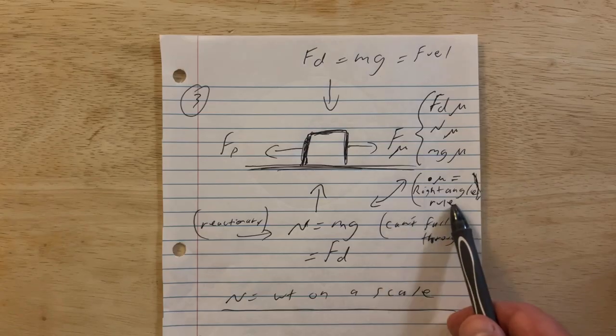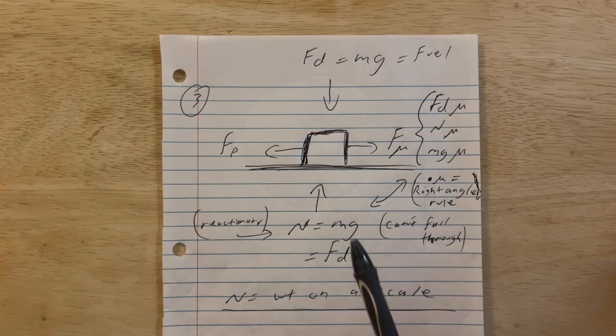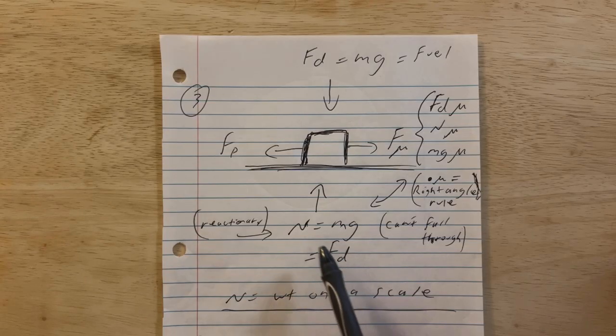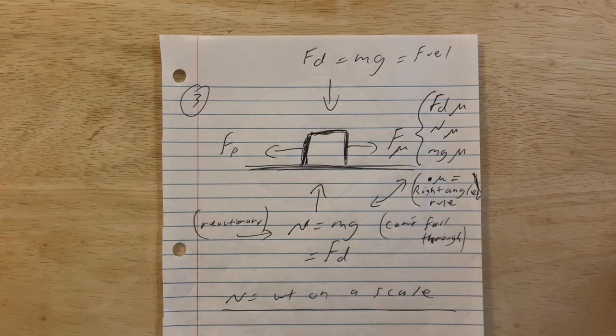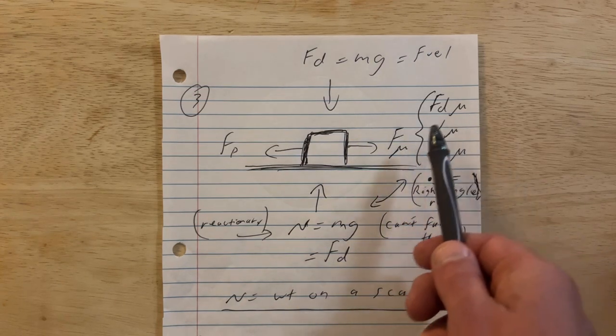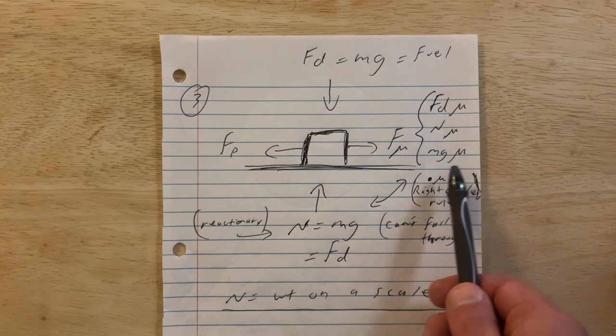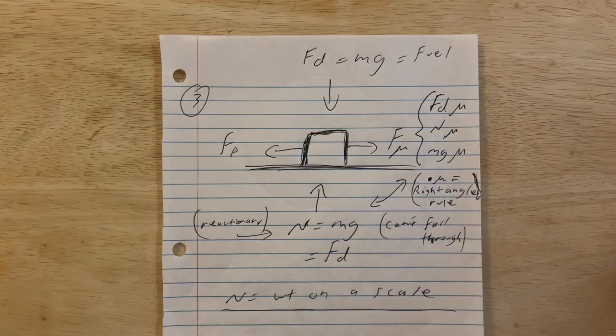I'm going to call this a right angle rule right here. Take any of these terms because they all mean the same thing: mg, downward force, normal force. Put a mu next to it and you go up to a right angle, and that gives you your frictional force. So downward force times mu, normal force times mu, mg times mu. These are all your frictional forces, or it's actually just one force with several names.